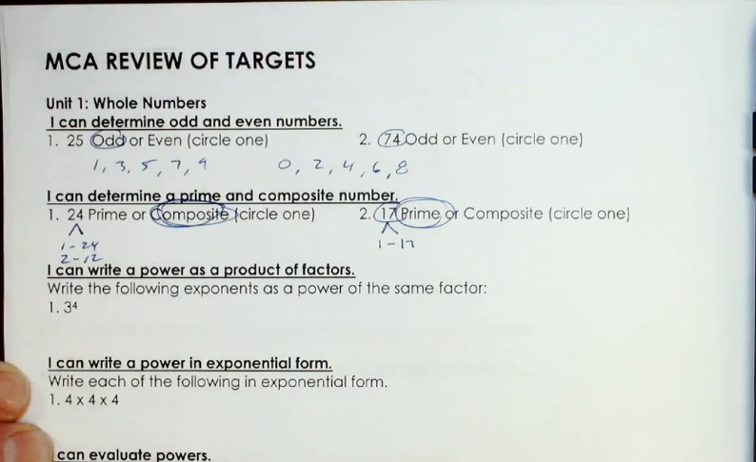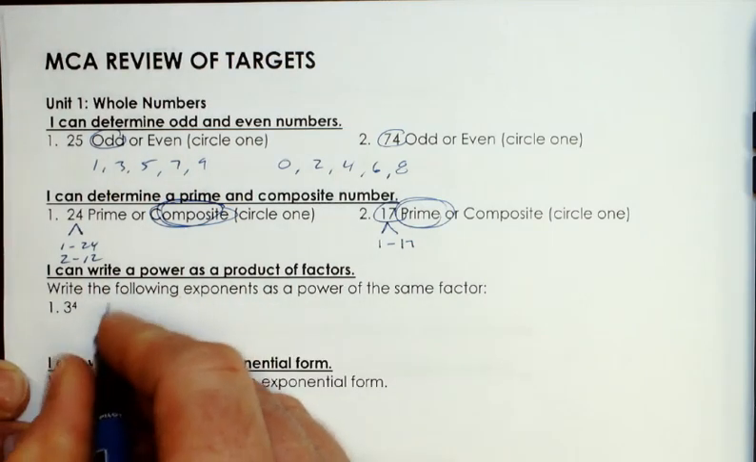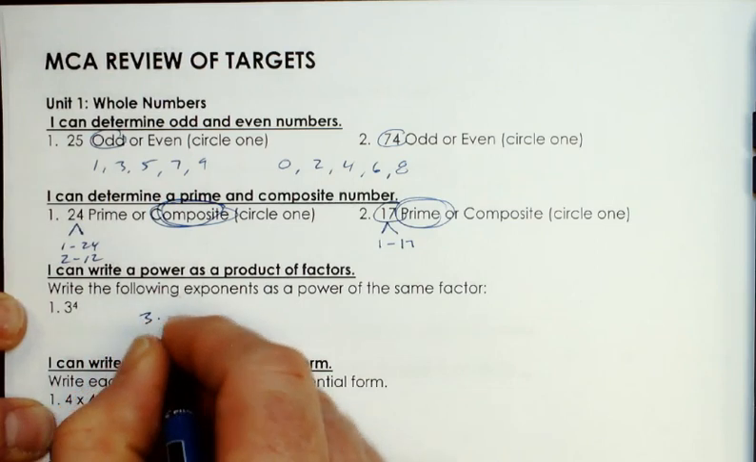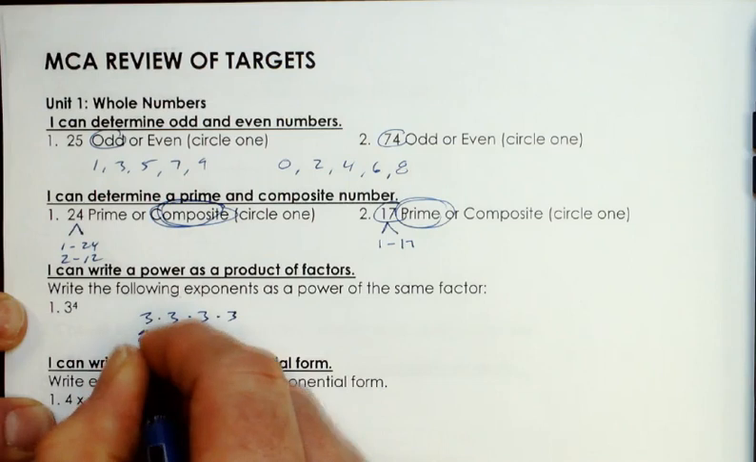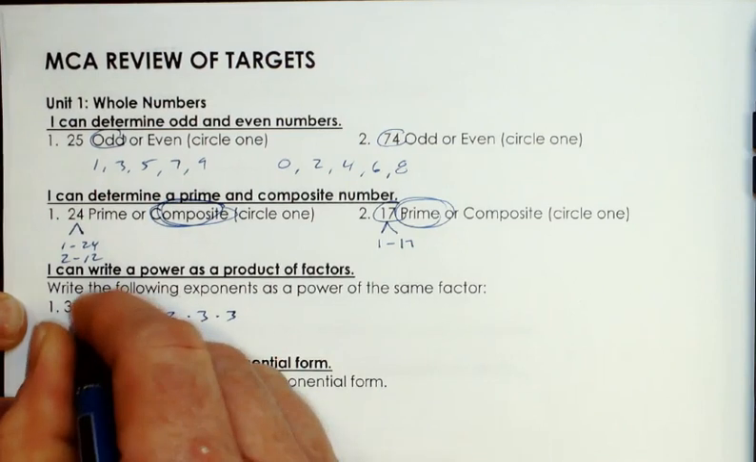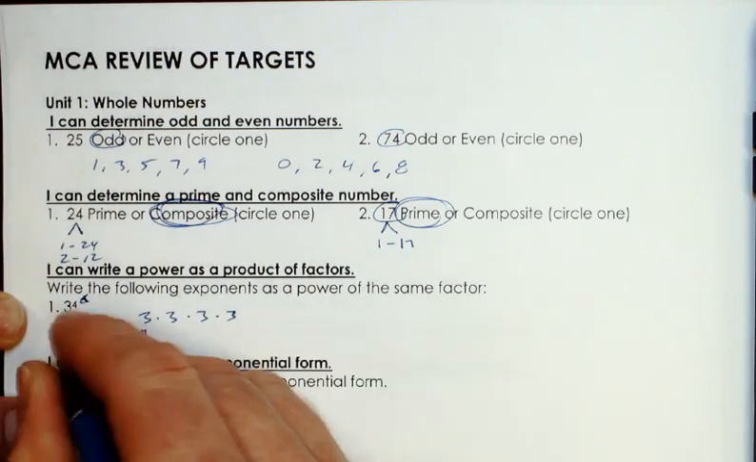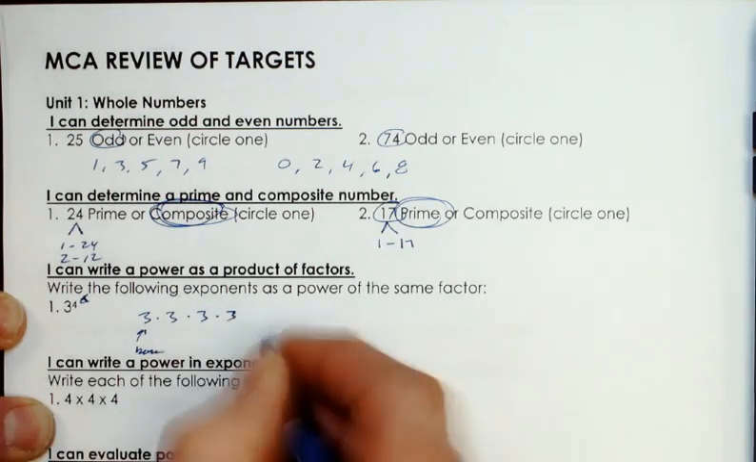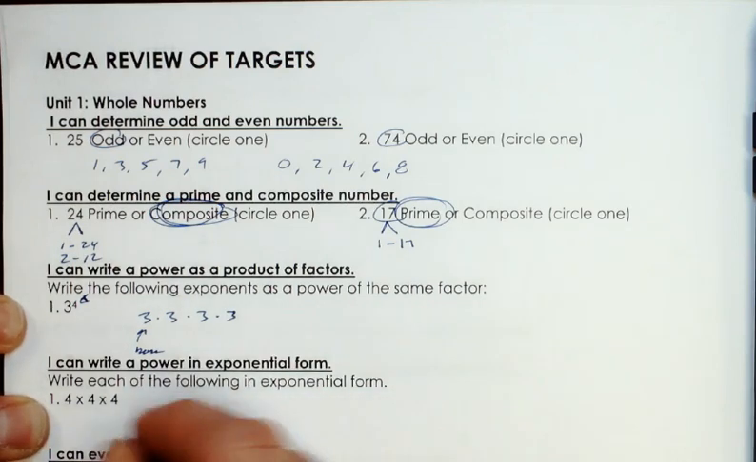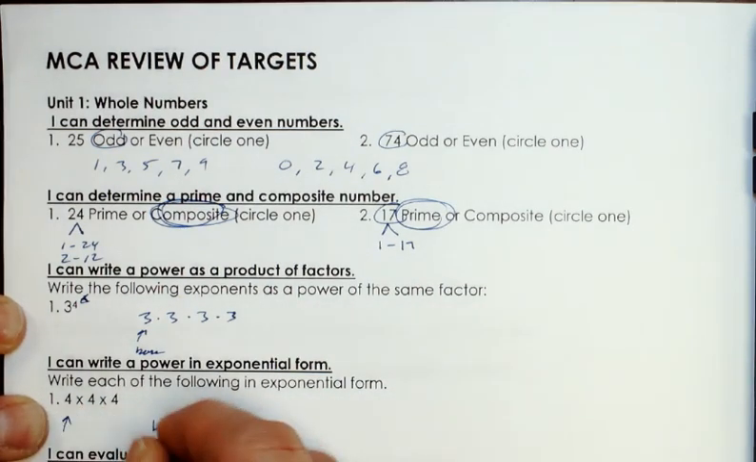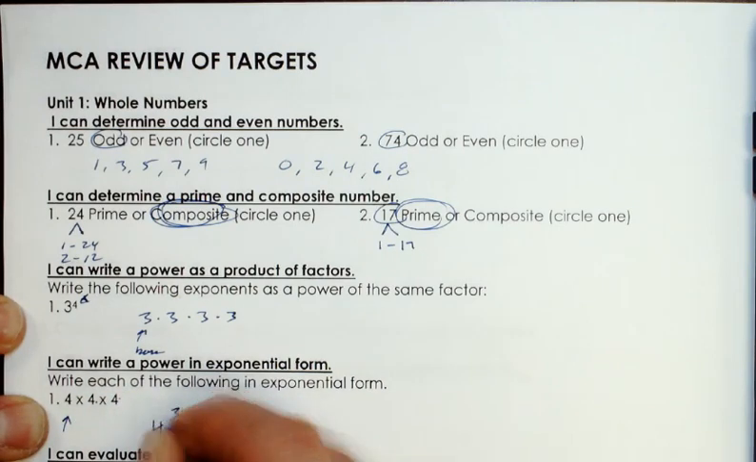I can write powers as products of factors. So 3 to the 4th simply means 3 times 3 times 3 times 3. This is the base. The exponent tells you how many of them there will be. So a base of 3, and there's 4 of them. I can write powers in exponential form. Again, this is the base, there's 4 of them, and our exponent is going to be 1, 2, 3, so this is 4 to the 3rd.